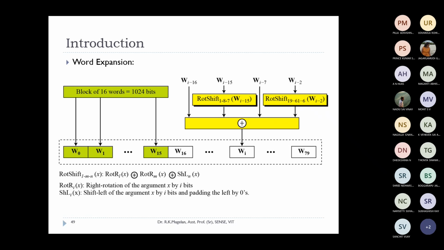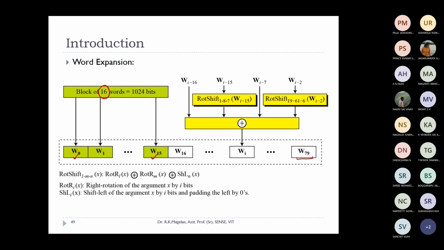In this input message block, we have only 16 words present. So 16 words will be used for my first 16 iterations or 16 rounds, W0 to W15. Then for the rest, I have to expand these 16 words up to 80 words. Similar to how we did key expansion in the AES algorithm, the word expansion is done here, and there is a general expression for it.